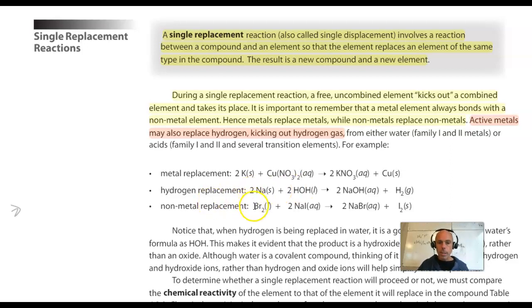And then lastly, we see the element by itself being a nonmetal. Bromine in this case is reacting with sodium iodide. It would replace the nonmetal in the compound, iodine, forming a bond with sodium. So we see sodium bromide and iodine as products. And iodine, again, is diatomic.